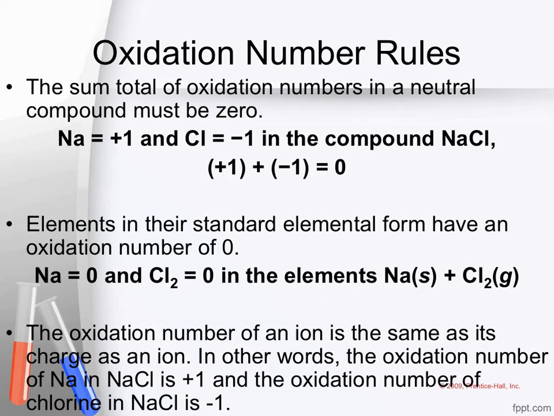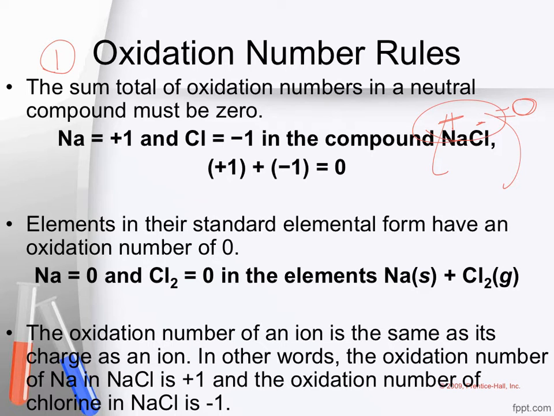So before we start assigning oxidation numbers, there are a couple of rules that I want you to be aware of. You may want to jot these down. The first one is that the sum of all of the oxidation numbers of the elements that make up a compound must add up to be 0. So let's look at sodium chloride. Its overall charge is 0, okay? But we know that the individual charges, sodium is +1, chlorine is -1. When you add those together, +1, -1, you get 0.